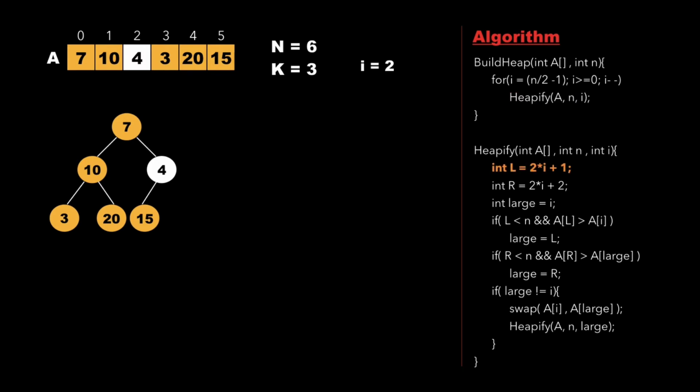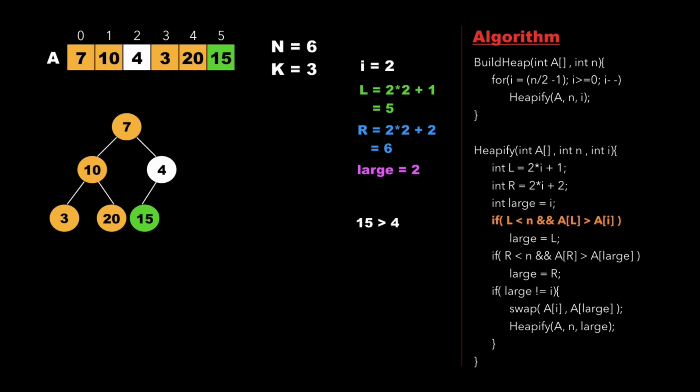And in the heapify function, we calculate the index of the left and right child. So the index of the left child for 4 is 5 and the right child is 6. Since we don't have any right child for 4, we need not calculate its index. We also initialize large to i and then check whether L is less than n as well as A of L is greater than A of i. That is, we check whether 15 is greater than 4. And since 15 is greater than 4, we update the value of large as 5.